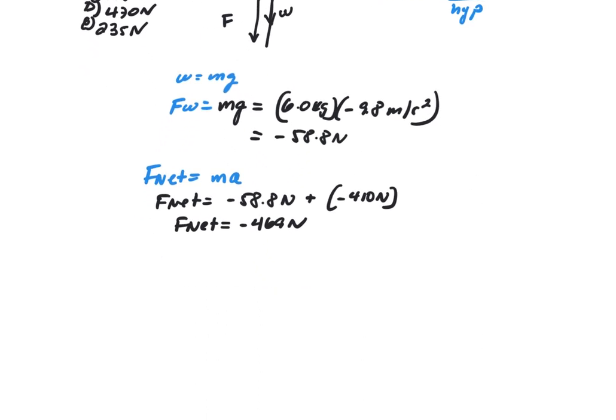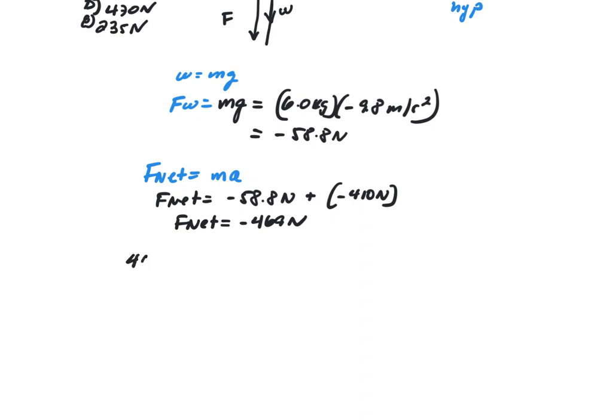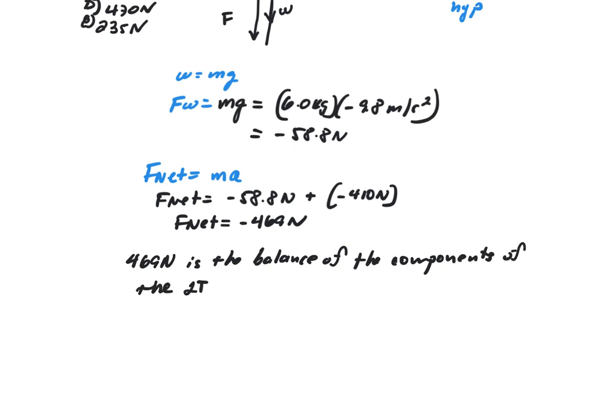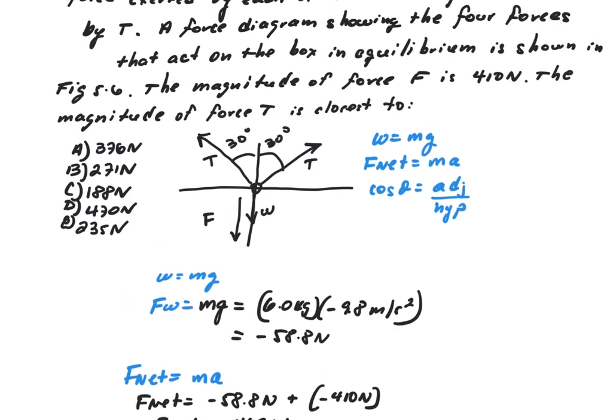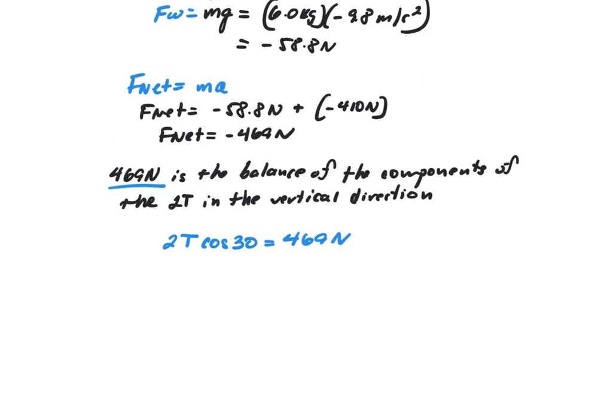Now, so let me write out, this 469 newtons is the balance of the components of the 2 tensions in the vertical direction. So in a vertical direction, we're going to have 2 T cosine 30 equals the 469. So it's asking us to find the magnitude. So we're going to look for the tension.